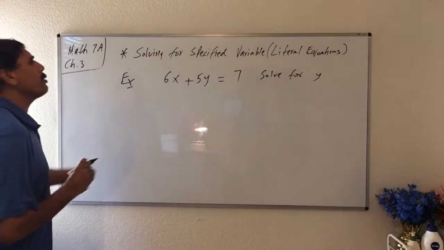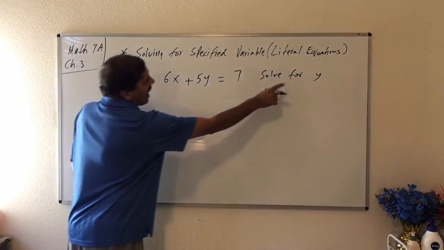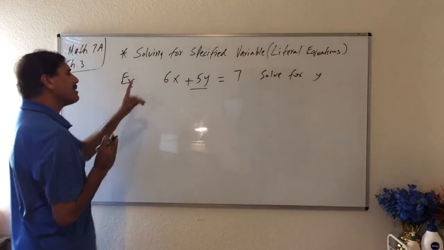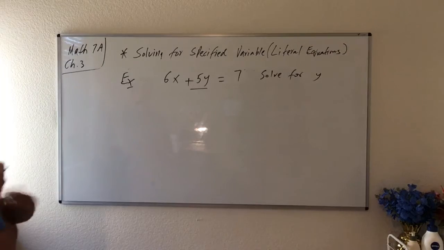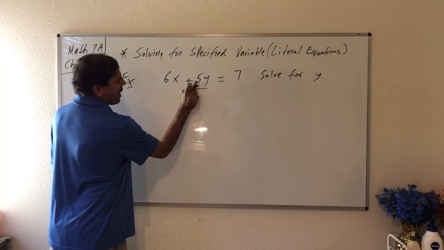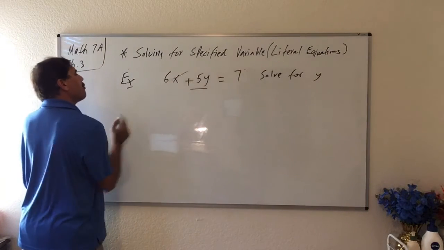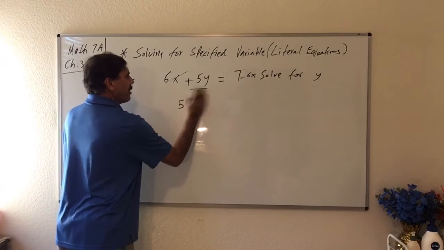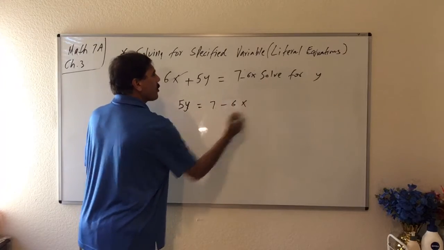Now there are no fractions here, so we are good. Then what is the specified term? This is the specified term. So the second step is, if there are no fractions, we isolate the specified term. If you want to make this one by itself, then 6x must go. What is the opposite of positive 6x? It is minus 6x. So we have 5y equals 7 minus 6x.